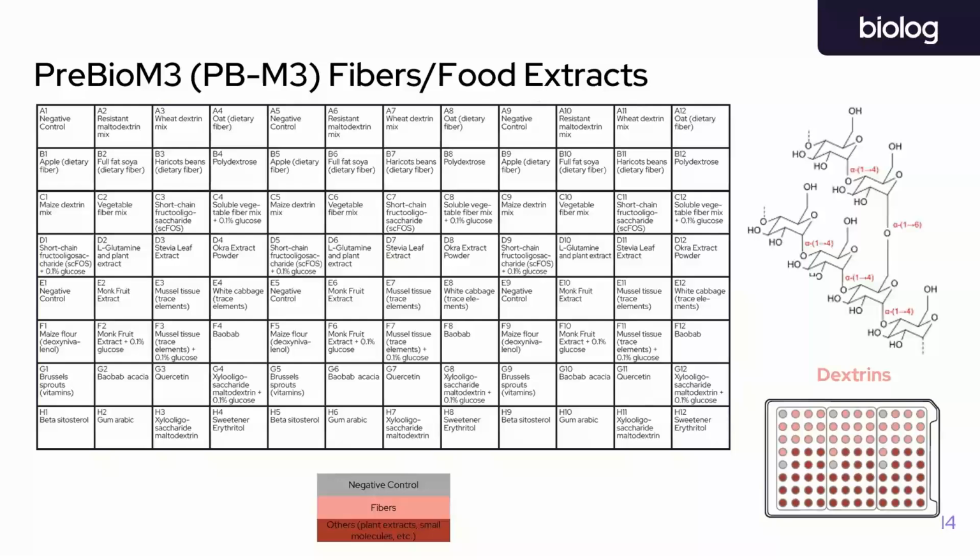Plate 3 contains dietary fibers and food extracts. Many popular commercially available fibers contain dextrin mixtures, which can vary in resistance to metabolism based on branching from alpha-1,6 linkages. In addition to dietary fibers, PreBioM contains prebiotic food extracts like stevia leaf extract, which has a rich mixture of metabolites of various sizes and complexities.